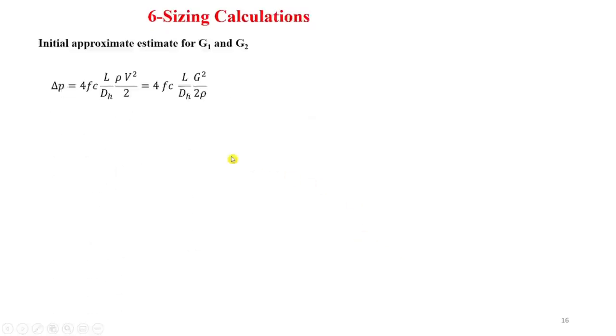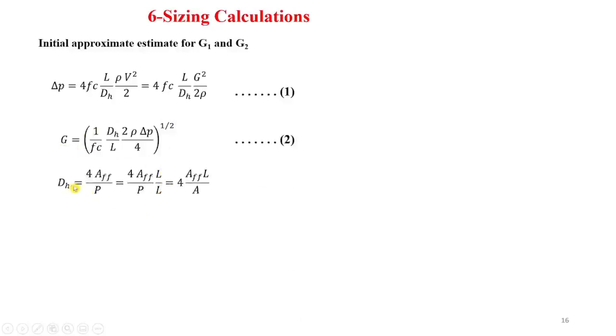To find an initial guess for G1 and G2, we know that the pressure drop due to friction is given by this equation, or in terms of G it is this equation. Then from equation 1 we can write G on the left hand side as equal to this expression. After that we can use the definition of the hydraulic diameter, which is 4 times the free flow area divided by P, which turns out to be 4 times the free flow area multiplied by L divided by the heat transfer area, which is equation number 3.